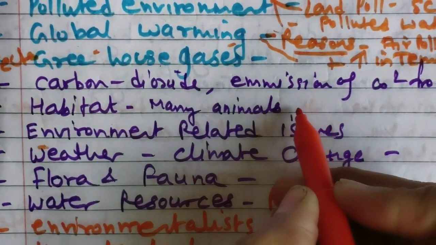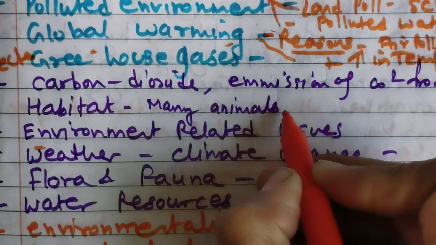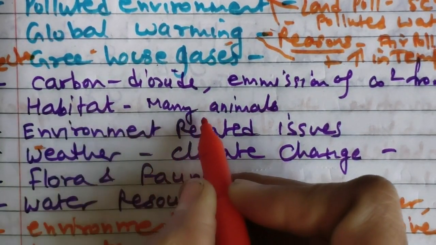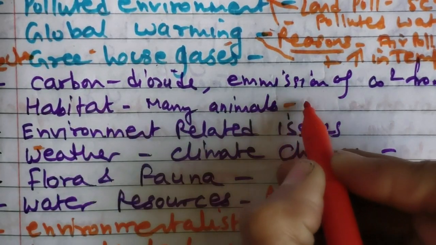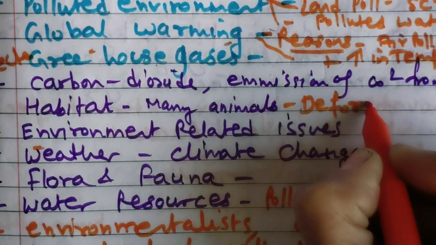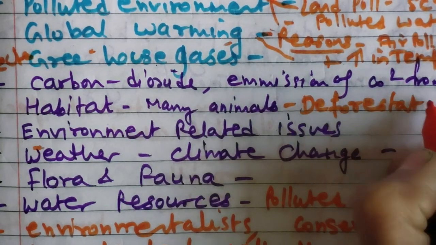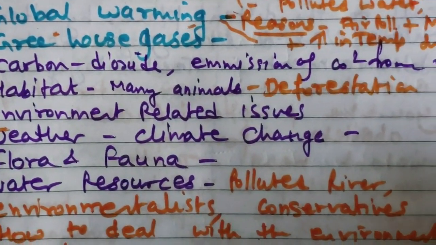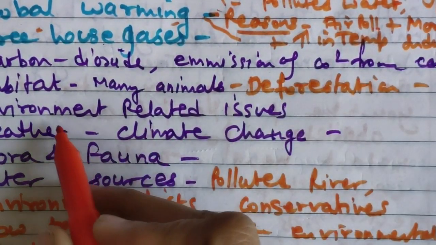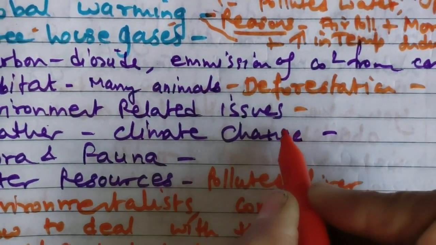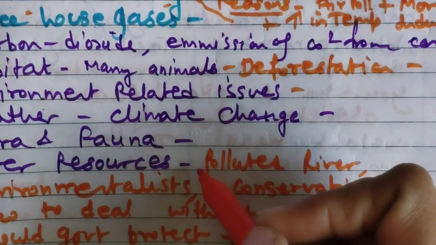Many animals, like house, like what is habitat? Habitat is where animals live. And if we do large scale deforestation, then they will lose this habitat. Okay. And what else? Environmental related issues, of course, deforestation and everything is environmental issues.